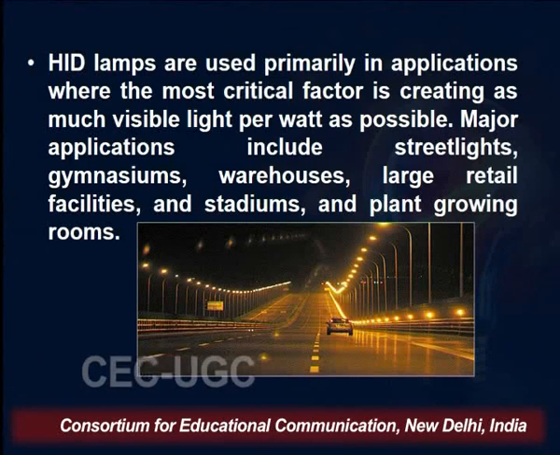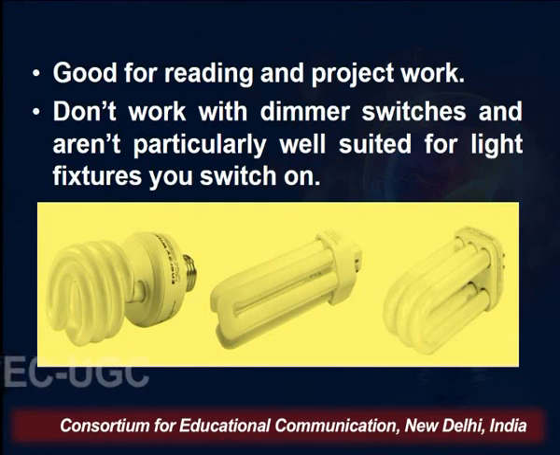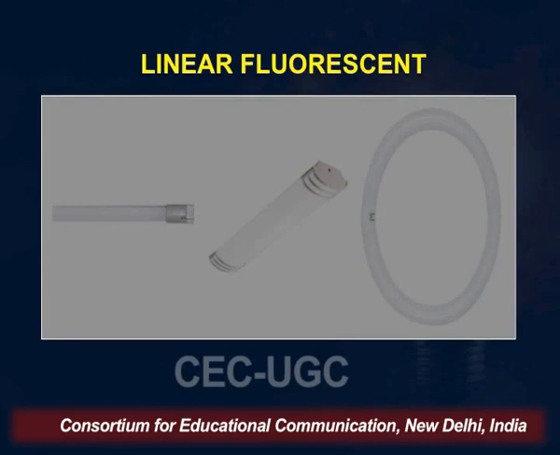We have discussed the compact fluorescent. You see there are different types of compact fluorescent: spiral, linear, and a curved type. These are the CFLs. Now this is a linear type of fluorescent.